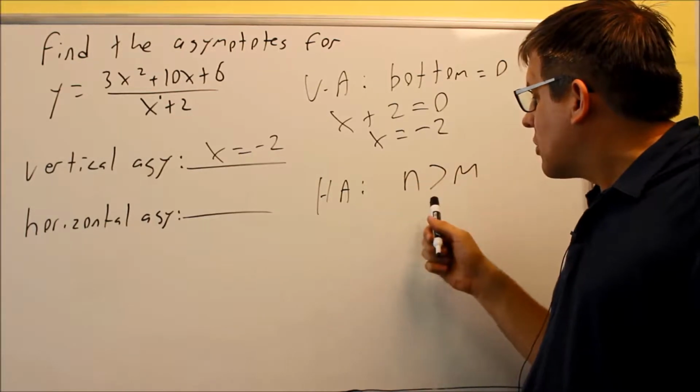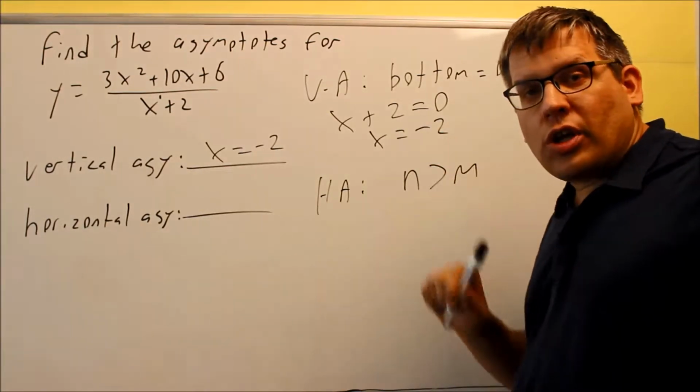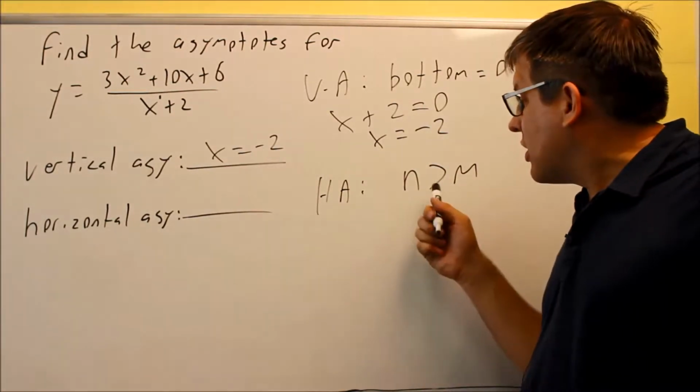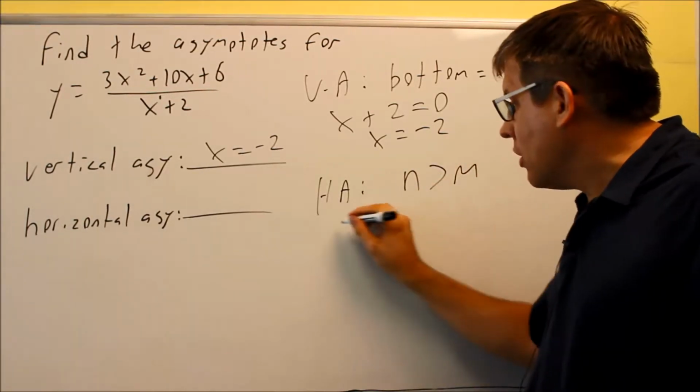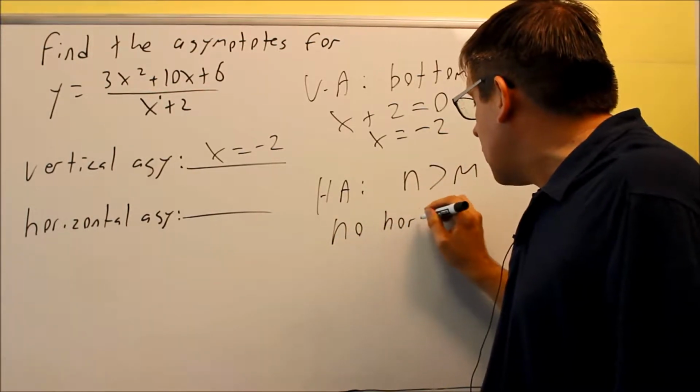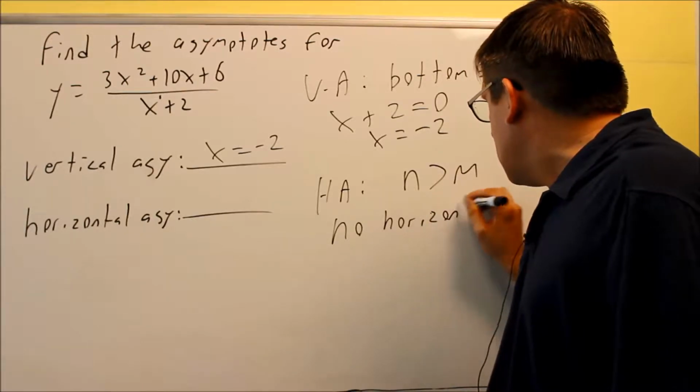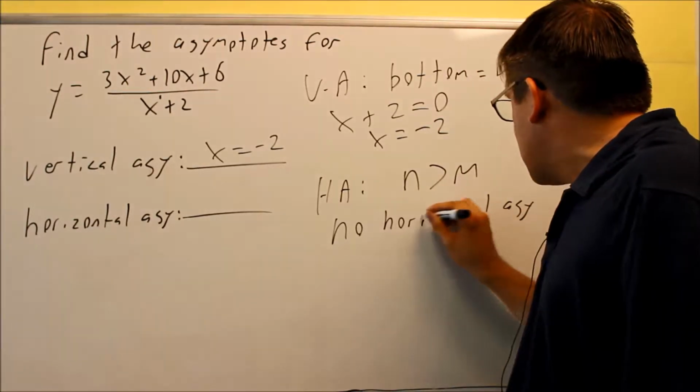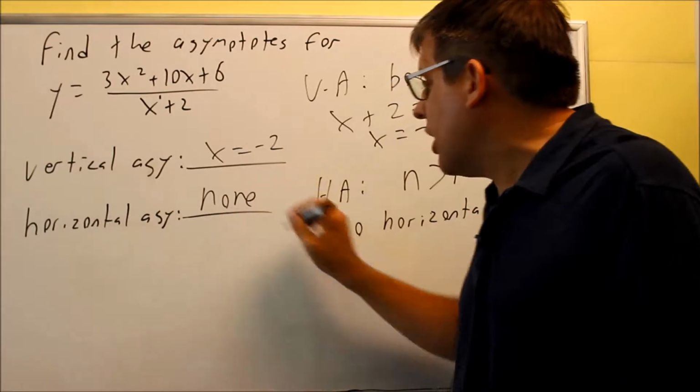So this is actually going to be Rule 3 of the rules that I have in my notes. Rule 3 says that if you have this situation happening, then there is no horizontal asymptote. Okay, so that means that I'm just going to put none here on this blank.